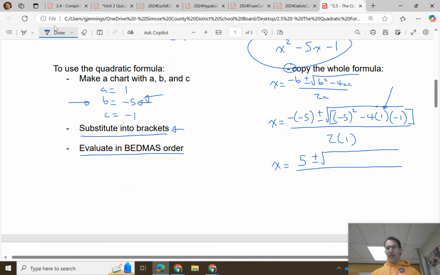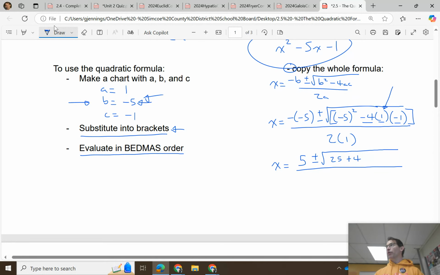Okay. And then negative 5 squared, we're going to do that, 25 minus 4 times 1 times minus 1. What have we got there? 4 times 1 times minus 1, though. But then times minus 4? Yeah, it's positive 4 here. We're going to be adding 4 at the end of the day. Negative 4 times 1 times negative 1 is plus 4.